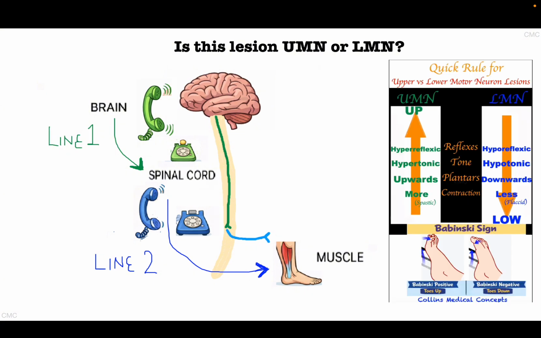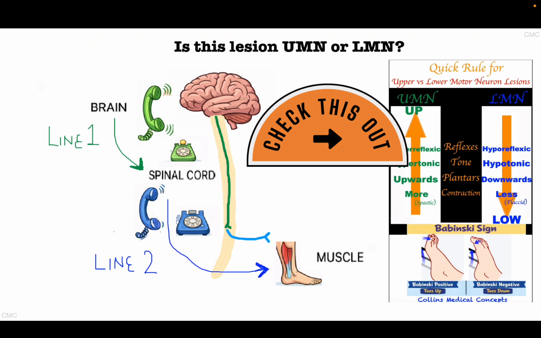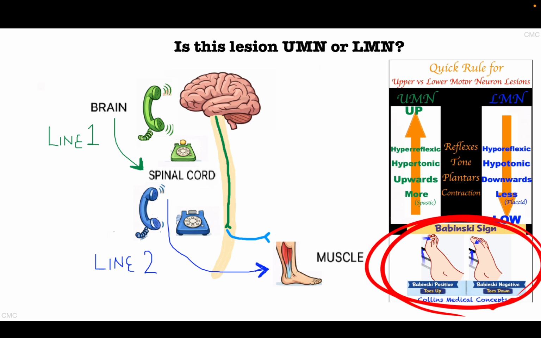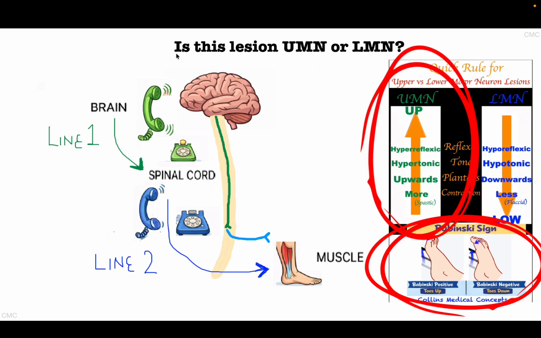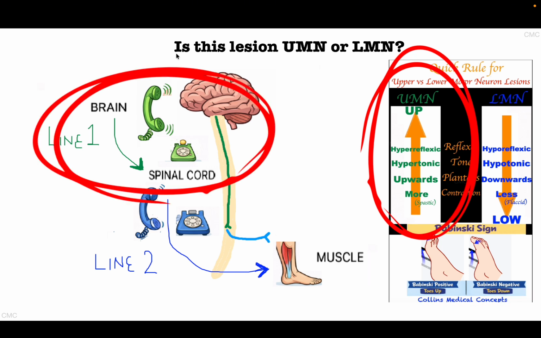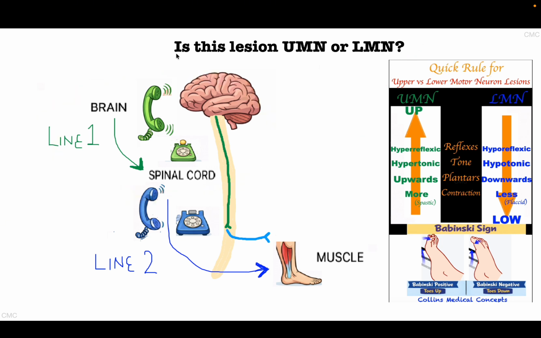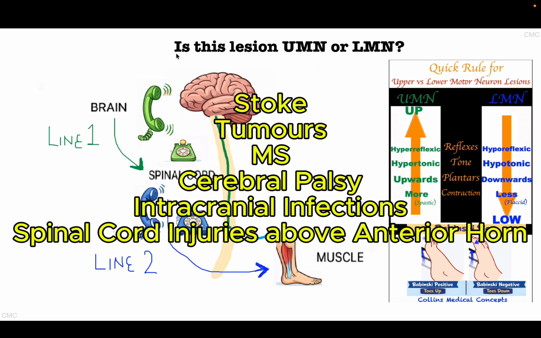Depending on which one of these lines is damaged, patients develop different sets of signs and symptoms. We have summarized these sets of signs and symptoms with a useful quick rule in one of our previous short videos. Make sure to check it out as part of your quick smart learning. As you can see, Babinski sign is one of the key clinical pointers in determining where the damage has occurred. If Babinski sign is positive, it means that a problem has occurred somewhere along line 1. So you should consider a clinical problem that directly affects the brain or the spinal cord above the anterior horn. A few examples of such differentials would be strokes, tumors, and multiple sclerosis.